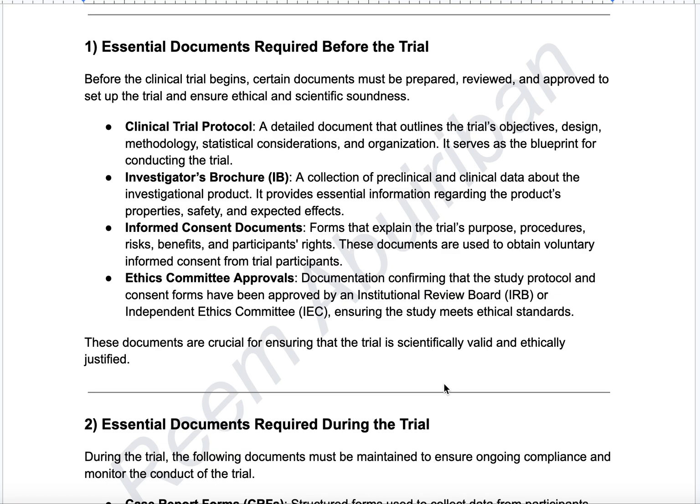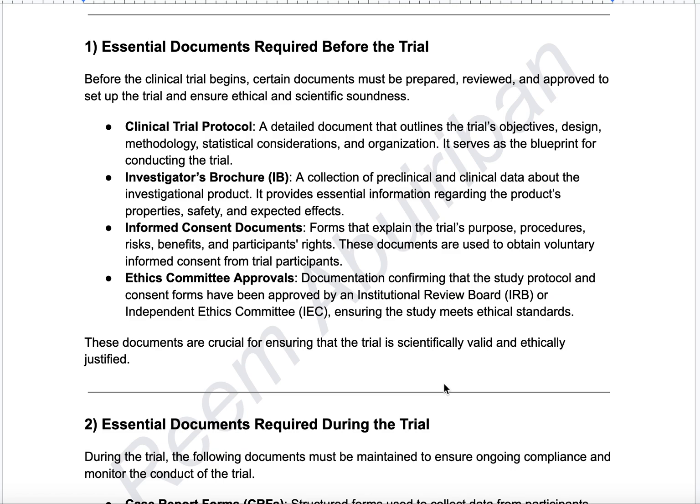A detailed document that outlines the trial objectives, design, methodology, statistical considerations, and organization. It serves as a blueprint for conducting the trial. Investigator brochure, IB, a collection of preclinical and clinical data about the investigational product. It provides essential information regarding the product's properties, safety, and expected effects. Informed consent document, forms that explain the trial's purpose, procedures, risks, benefits, and participants' rights. These documents are used to obtain voluntary informed consent from the trial participants.